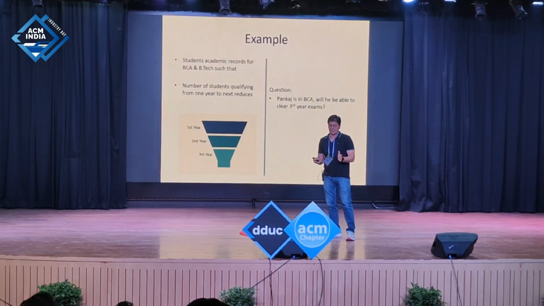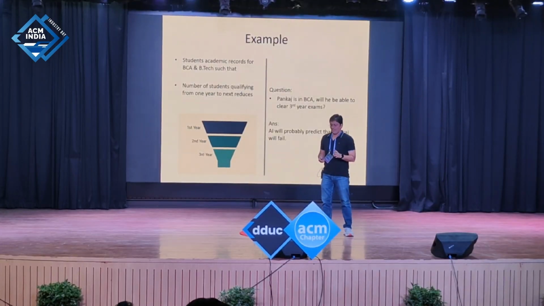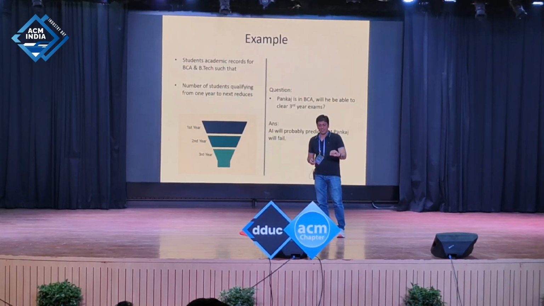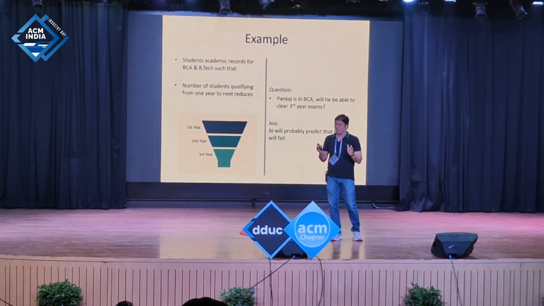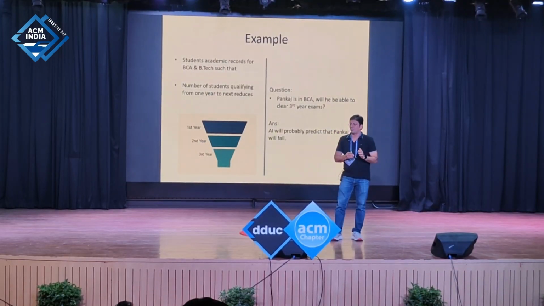It's all going to be probability, right? So, what do you think AI will answer? Probably it will say no. Why? Because Pankaj is in BCA, and as per this data, no student has ever reached fourth year of BCA. AI was never told that BCA and BTech are different courses. There is no concept of fourth year in BCA. No student actually reaches fourth year. They all graduate out of the college after the third year. But this information was not provided.